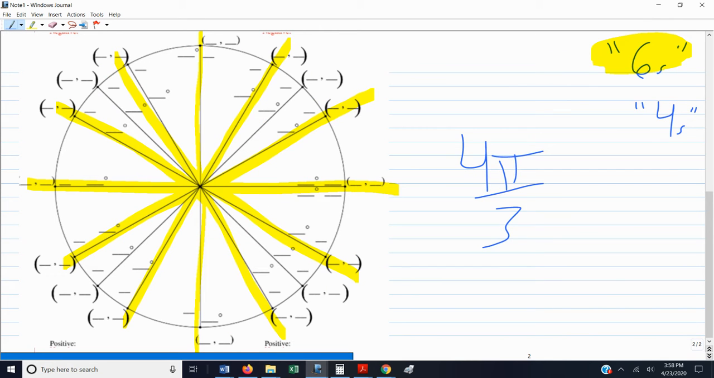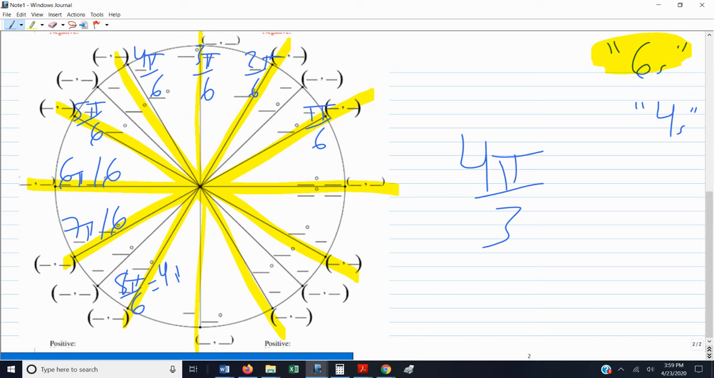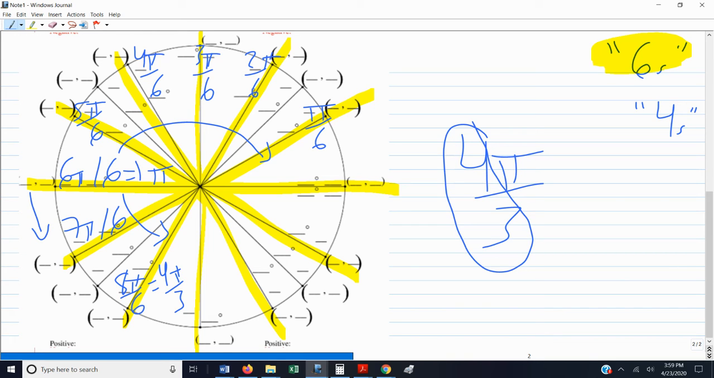So if we go around by 6s, we have 1 pi over 6, 2 pi over 6, 3 pi over 6, 4 pi over 6, 5 pi over 6, 6 pi over 6, 7 pi over 6, 8 pi over 6. And there it is right there, because that reduces to 4 pi over 3. I also think the fact that 4 over 3 is greater than 1 means it's going to be after pi, because all the numbers less than 1 are this way, and greater than 1 is this way. So that's a little clue as well.